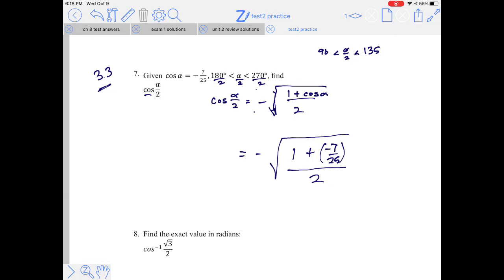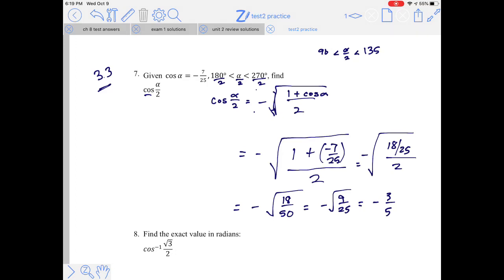We just need to turn this into something decent looking. 1 is 25 over 25. 25 minus 7 is 18. So this is 18/25. And then 18/25 divided by 2 is 18/50, which is 9/25. Ooh, this works out perfect. They're both perfect squares. How do you like that? Square root of 9 is 3, and the square root of 25 is 5, so this is negative 3/5.